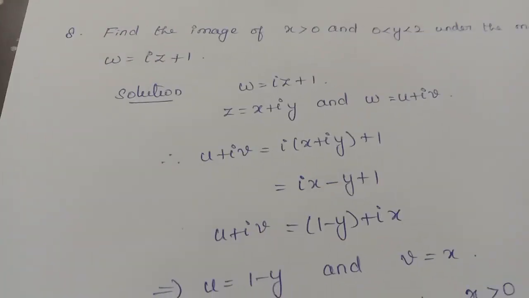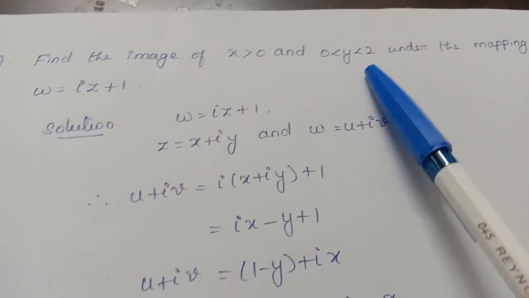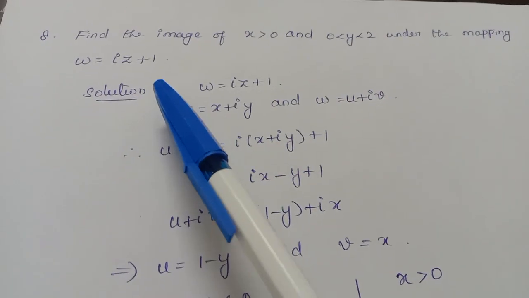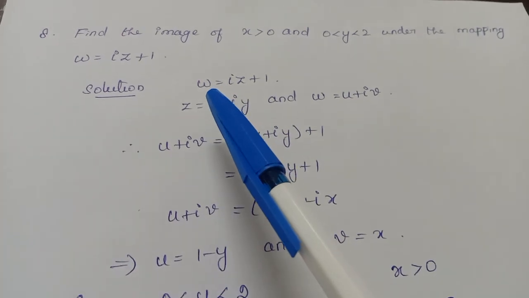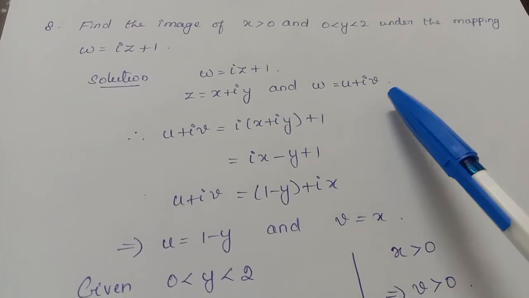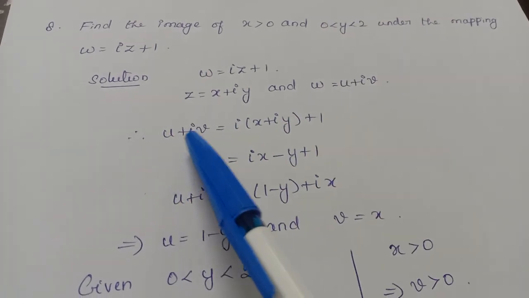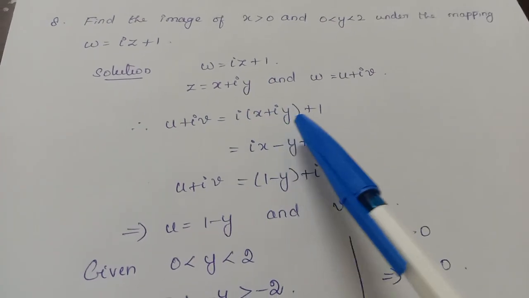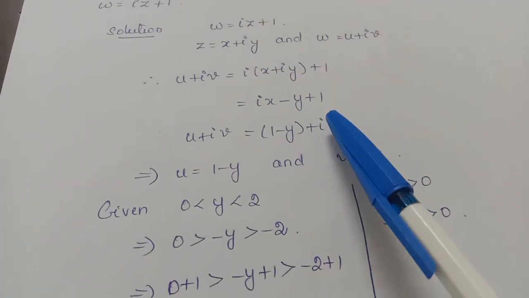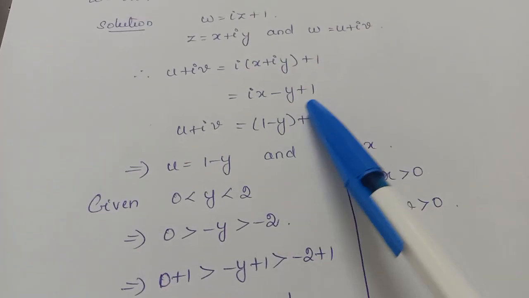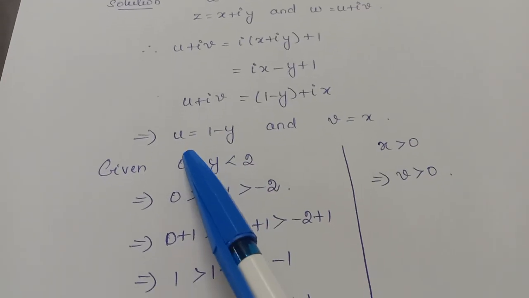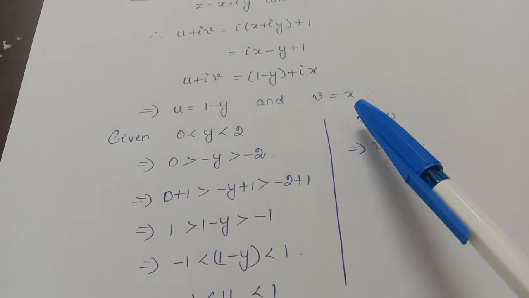Find the image of x greater than 0 and 0 less than y less than 2 under the mapping w equal to iz plus 1. So what is the mapping given here? w equal to iz plus 1. Put z equal to x plus iy and w equal to u plus iv. Then we have u plus iv equal to i into x plus iy plus 1. It's equal to ix minus y plus 1. Separate the real and imaginary parts: 1 minus y plus ix. Equating the real and imaginary parts, you get u equal to 1 minus y and v equal to x.